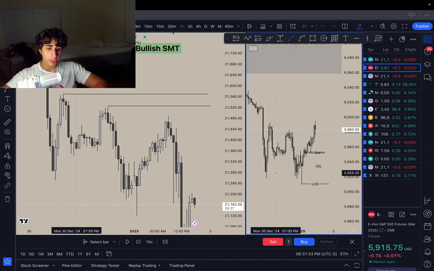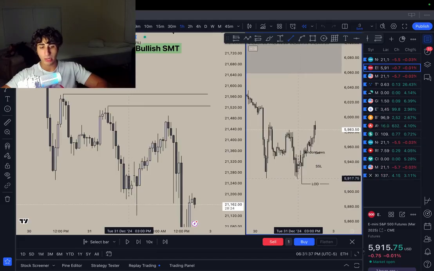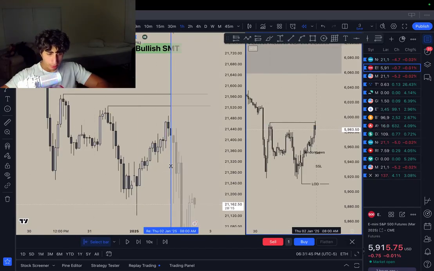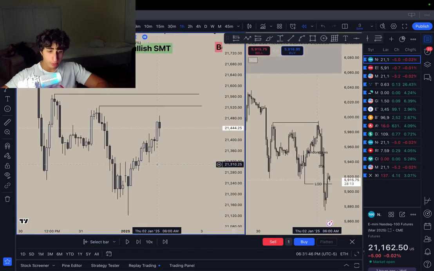So you can see like ES and NQ, typically they move correlated. When one asset makes a low, the other asset will also make a low. But then when that correlation stops, and it stops right here, when we have this high put in place, and this high was not put in place on NQ, what happens?